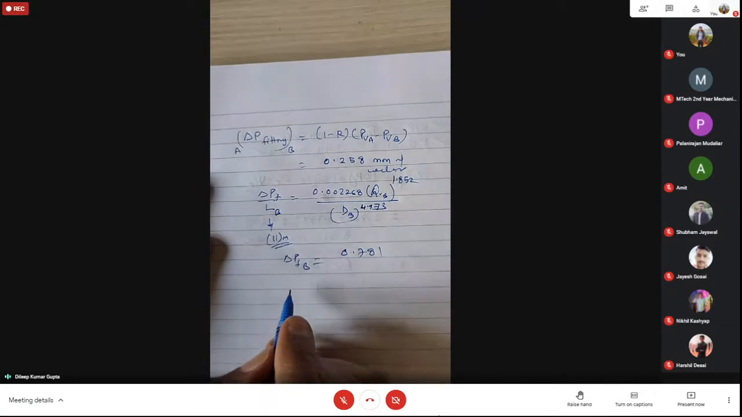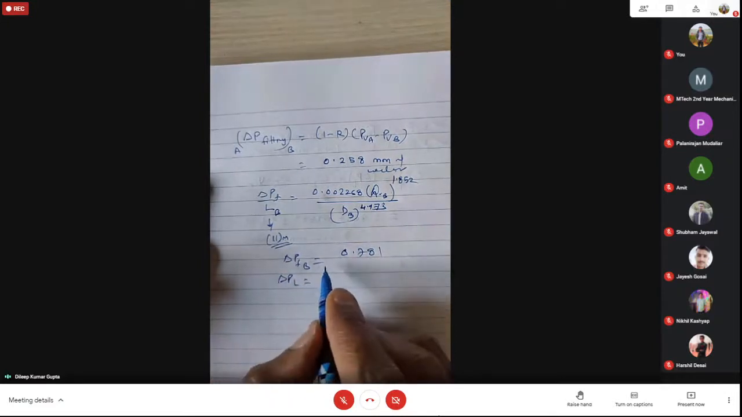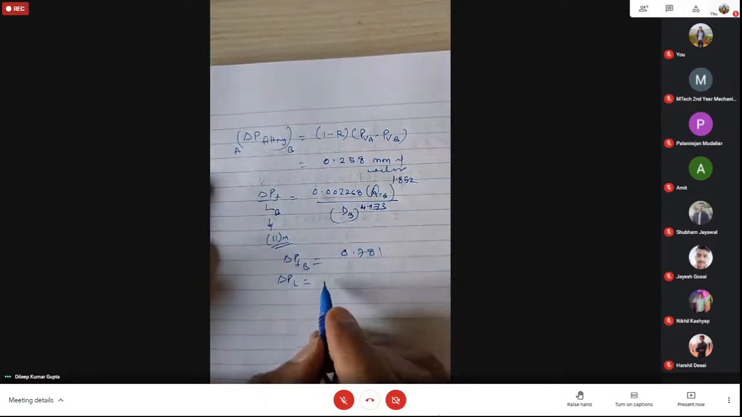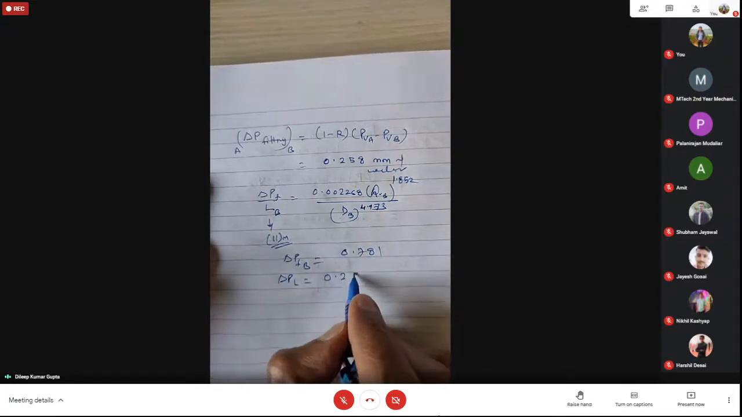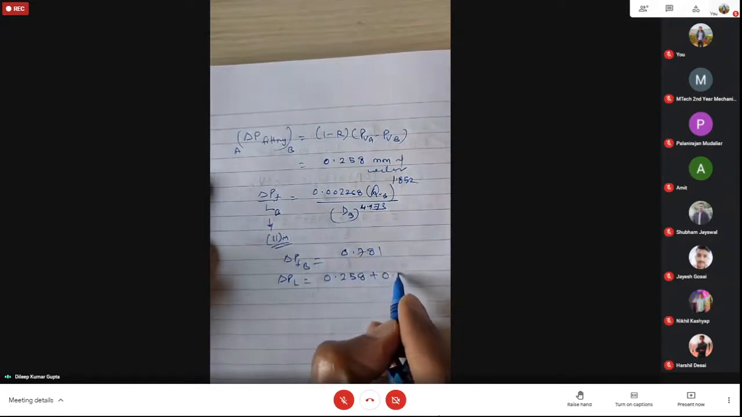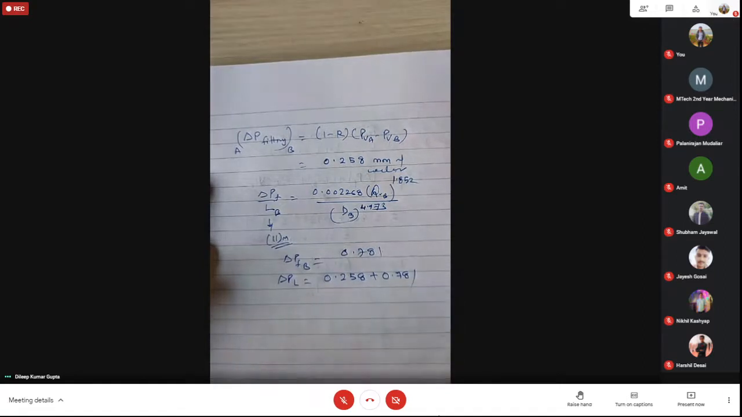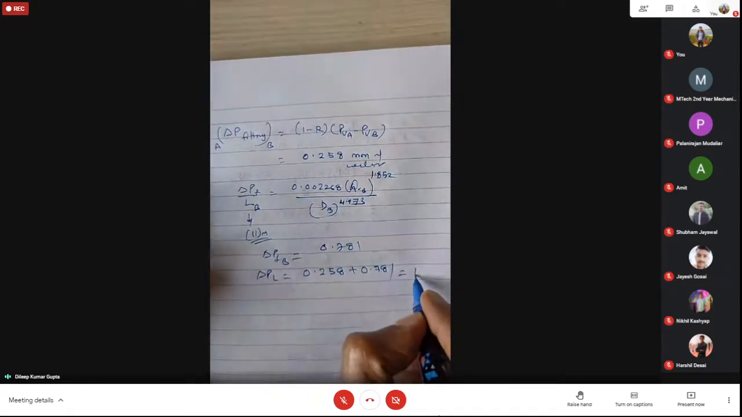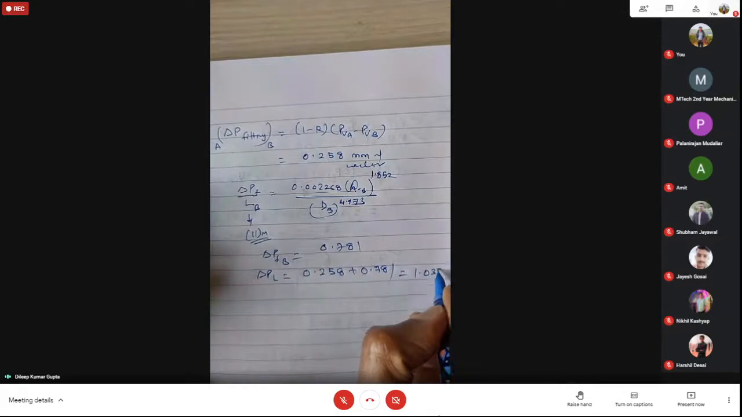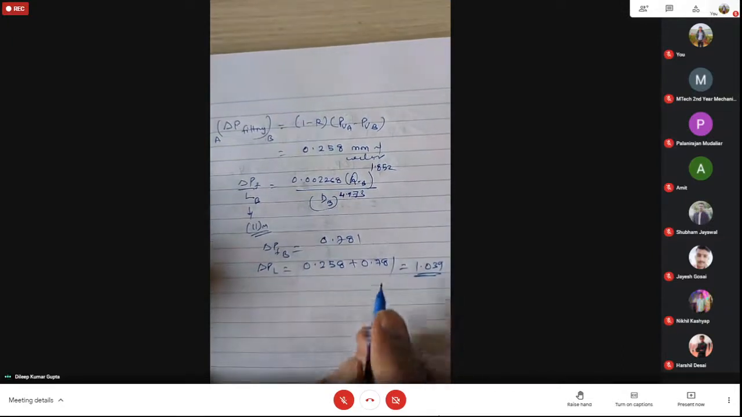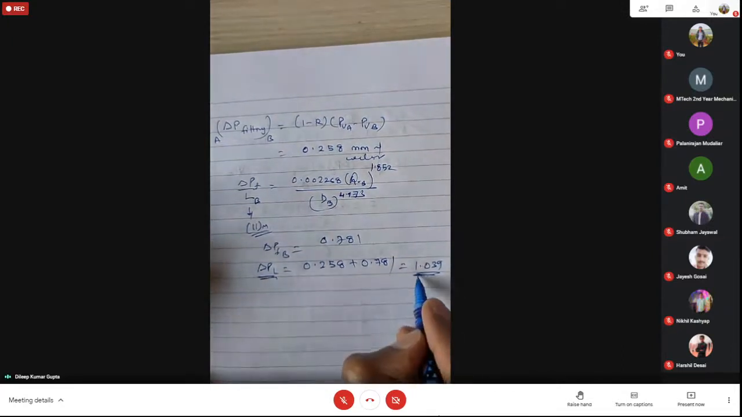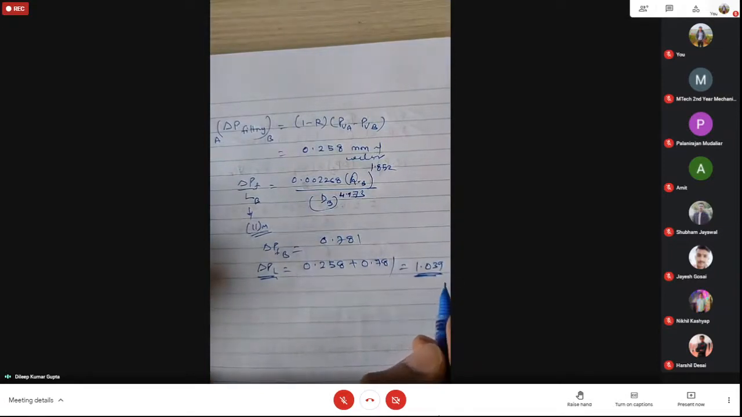Correct? So what is the total pressure losses that you can calculate now? Total delta P_L will be equal to this static value 0.258 plus 0.781, and this is coming 1.039 mm of water. So these pressure losses of 1.039 mm of water is the total loss. Now we will check how much we are regaining by changing the diameter.